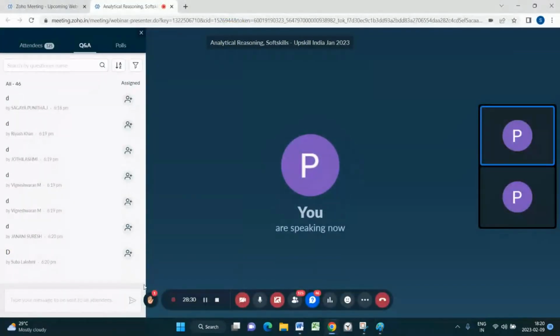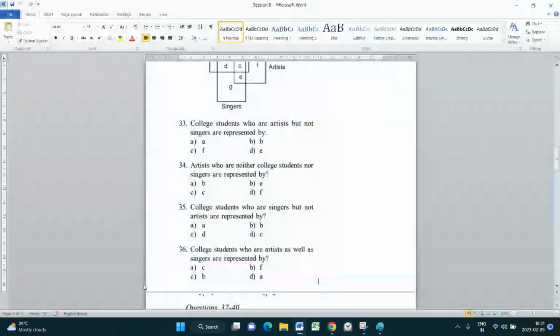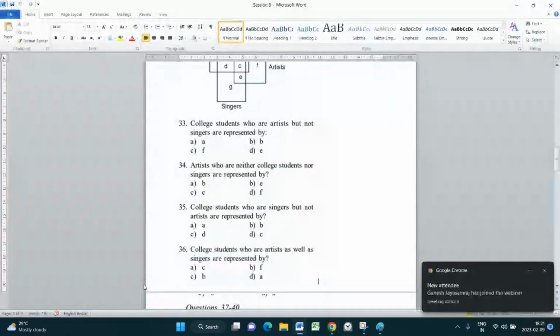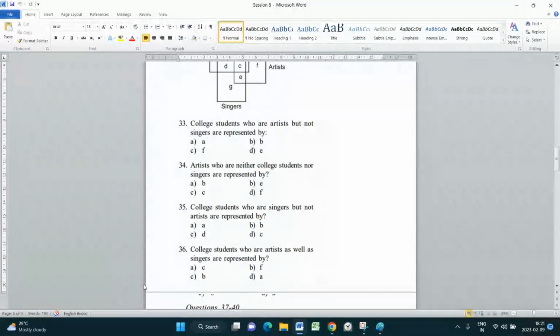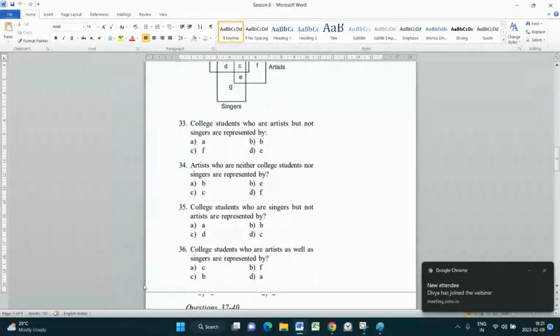Very good. Vigneshwaran, Janani, Subbalakshmi, Jyoti Lakshmi, Riaz Khan, Sahaya Punitraj, all of you are right. Yes, D is the right answer. Now, college students who are artists as well as singers.